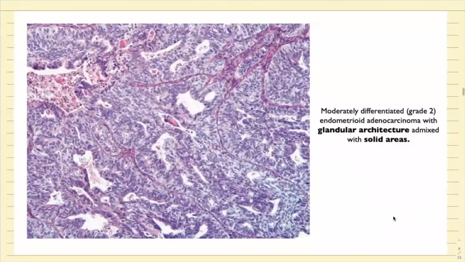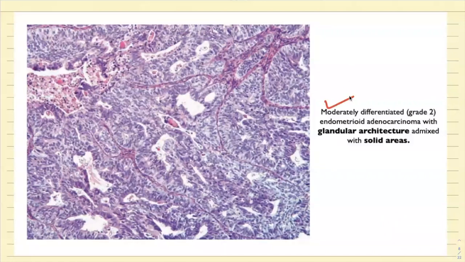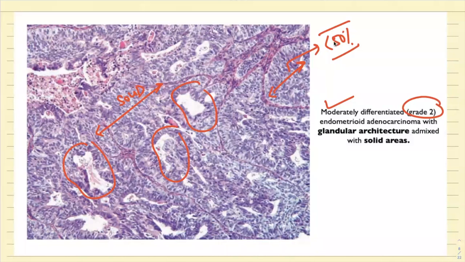Now, this is the second variety. This is the moderately differentiated endometrial carcinoma, which is grade 2. What is very important, can you see that there are areas which are completely solid in nature? There are certain areas where the glandular differentiation is maintained like this, but relatively there are lots of areas which are solid. But it is less than 50% of the entire tumor. So it becomes your grade 2 or moderately differentiated endometrial carcinoma, which has glandular architecture along with solid areas. This is the solid area, this is the glandular area.